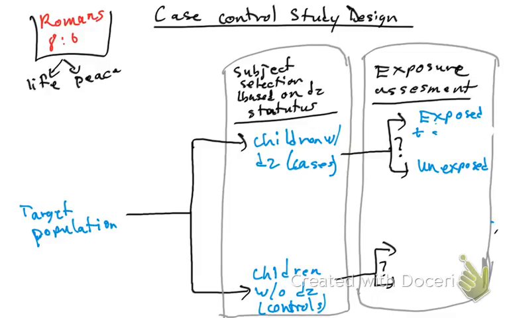Then in those children that don't have the disease, we do the same. We go to those that were exposed to something, and then to those that were not exposed. So again, exposed versus unexposed should be exposure to the same certain things for those that have the disease and for those that don't have the disease. So basically this is how the case control study is designed.